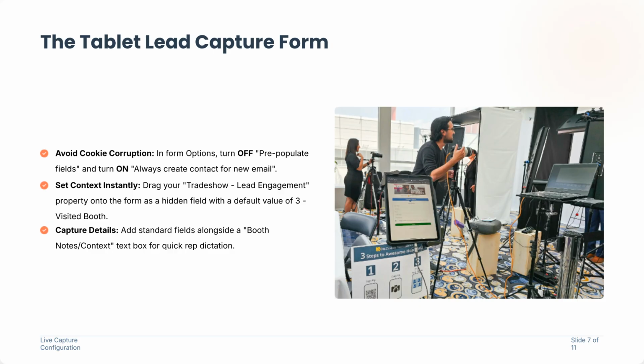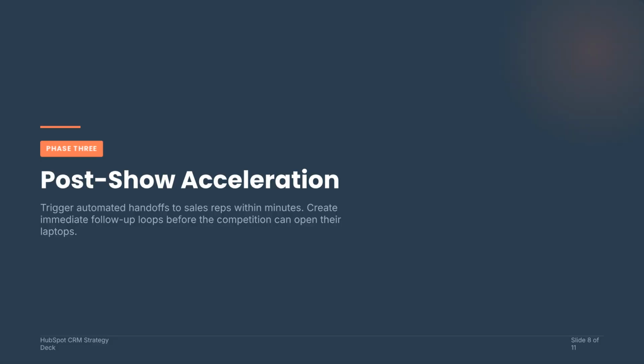When configuring your tablet capture form, disable pre-populate fields in HubSpot to avoid cookie issues. Use a hidden property to mark attendees as having visited the booth, and include a text box for your representatives to dictate notes. Phase 3 focuses on post-show acceleration.